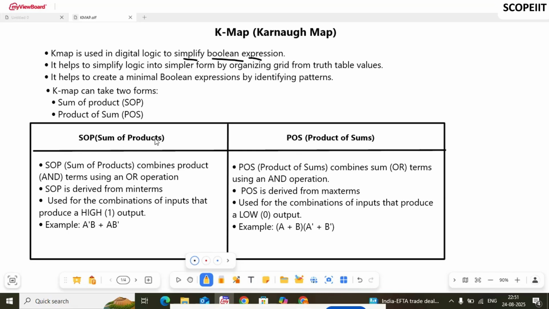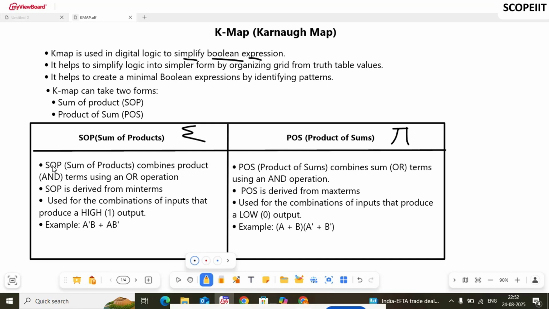Now, what do you mean by SOP? Basically, the symbol which we use for SOP is sigma, and the symbol we use for POS is pi. So in the numerical, if you see a sigma symbol, that means you have to solve that question with SOP. And if you see the symbol pi, then you have to solve that question with POS.